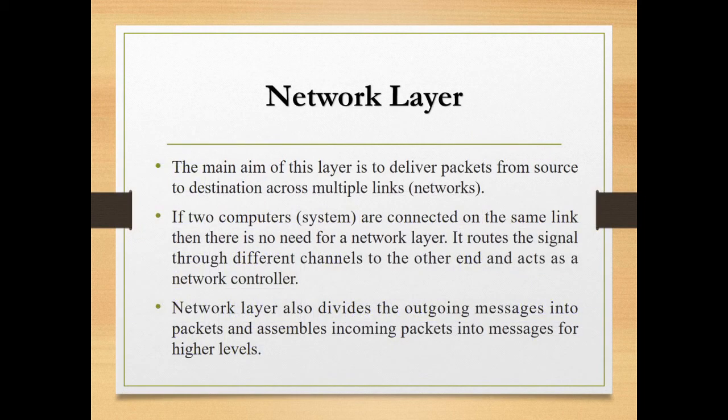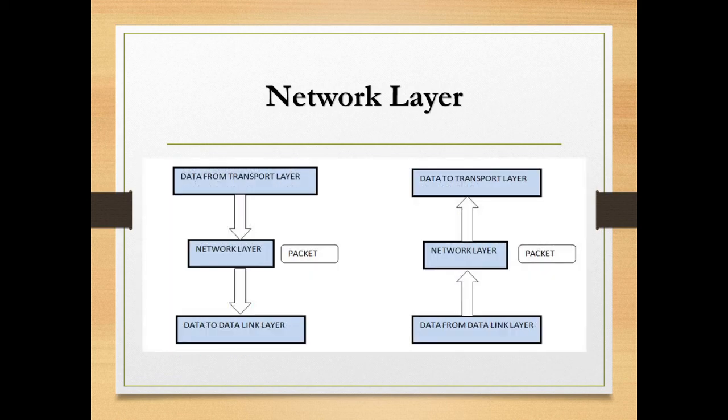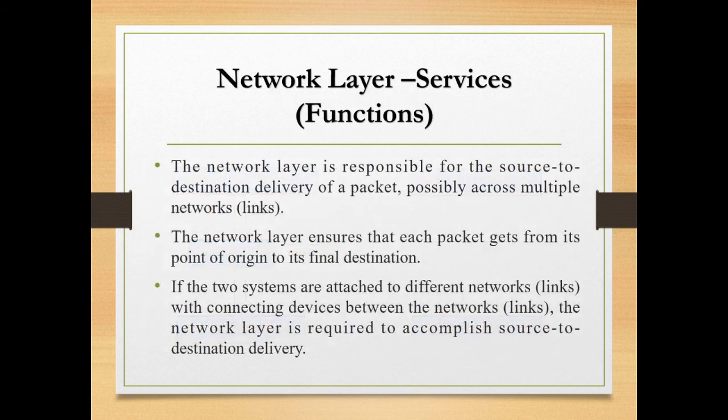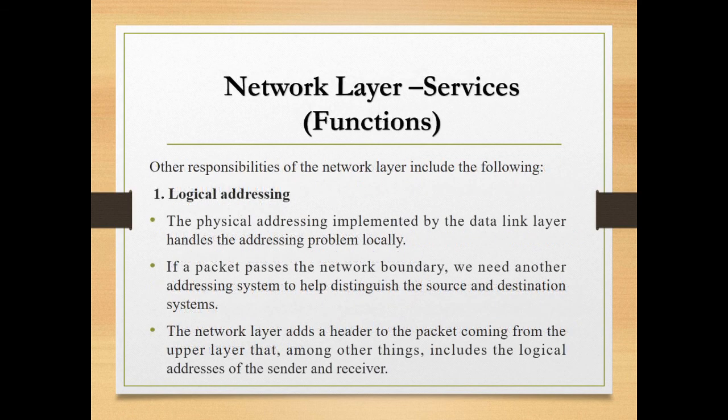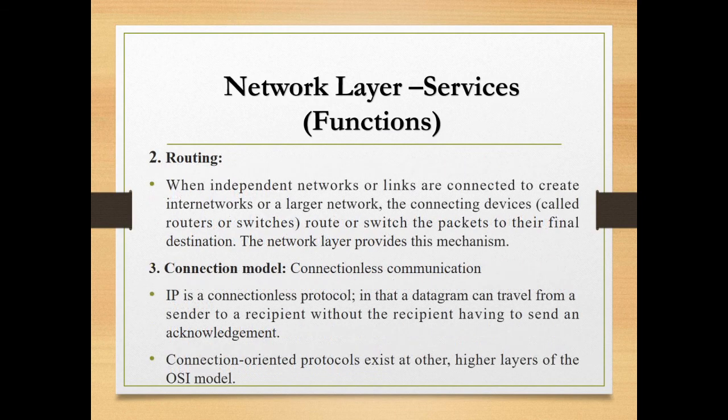Network layer. The main aim of this layer is to deliver packets from source to destination across multiple links. The network layer also divides the outgoing messages into packets and assembles incoming packets into messages for higher levels. It is responsible for the source to destination delivery of a packet, possibly across multiple links. It also ensures that each packet gets from its point of origin to its final destination. The major responsibilities of the network layer include logical addressing, routing, and connection model.